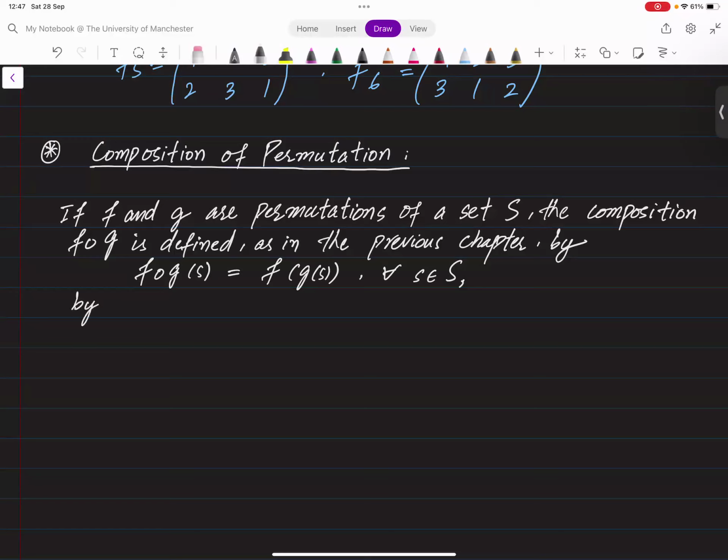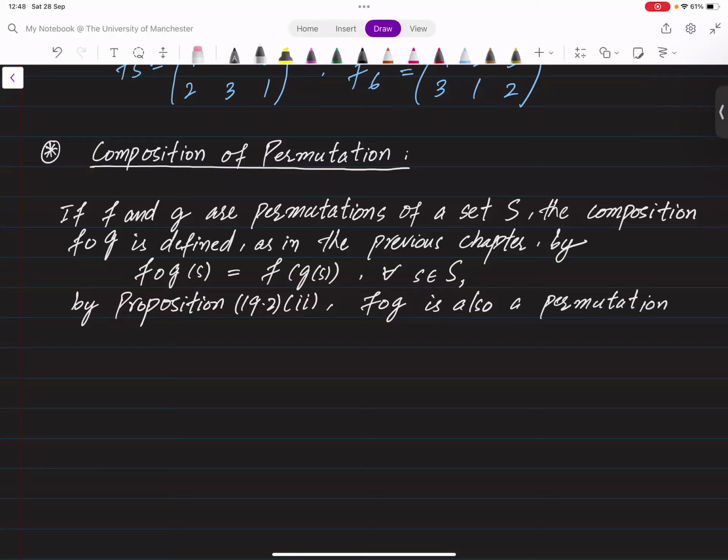By proposition 19.2 part 2, F of G is also a permutation because it is bijective of S. So in dealing with permutations, we usually drop the small composition symbol. We just write FG instead of F of G.